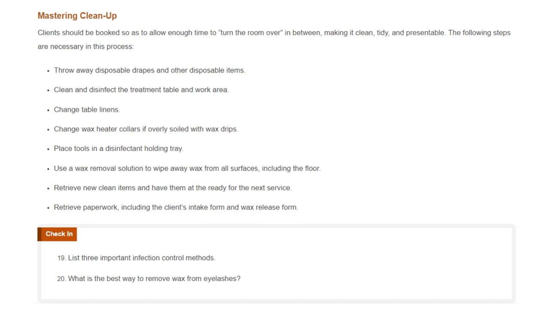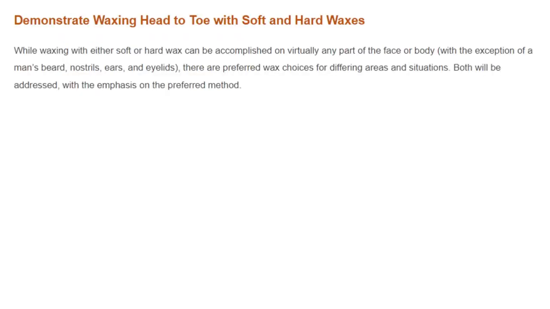Check in. List 3 important infection control methods. What is the best way to remove wax from eyelashes? Demonstrate waxing head to toe with soft and hard waxes. While waxing with either soft or hard wax can be accomplished on virtually any part of the face or body, with the exception of a man's beard, nostrils, ears, and eyelids, there are preferred wax choices for differing areas and situations. Both will be addressed, with the emphasis on the preferred method.